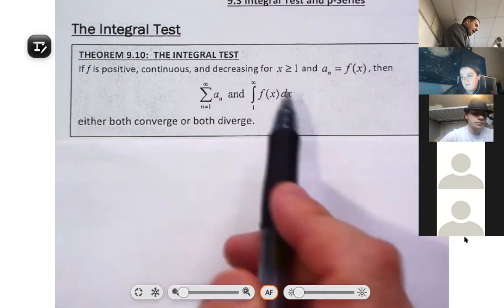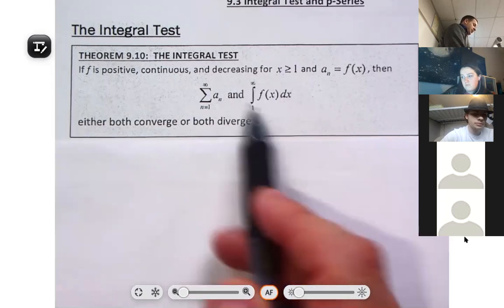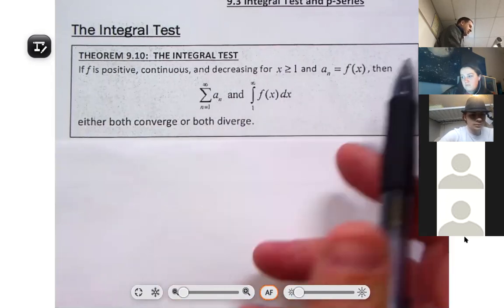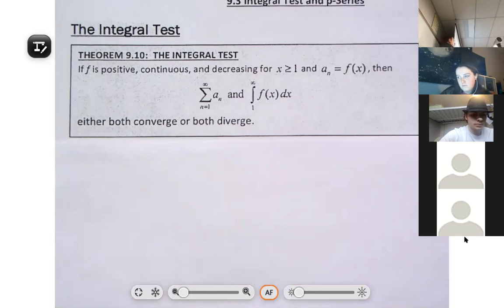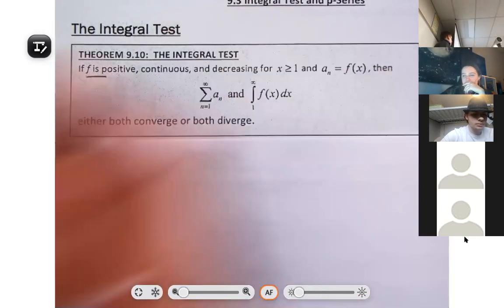Then what we're going to find out is if this integral converges, then that series also converges. The improper integral and the series behave the same way. So we're going to be doing a lot of improper integrals. Now, this is only true if these three conditions are met. All right, so this is kind of why I'm not a fan of this test.